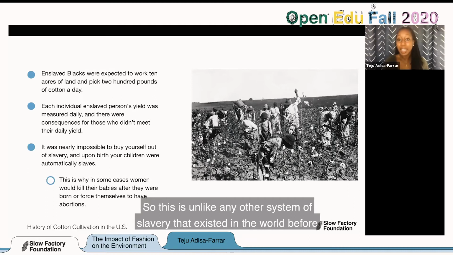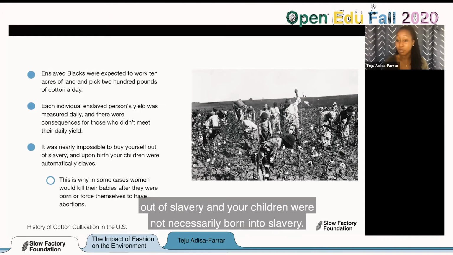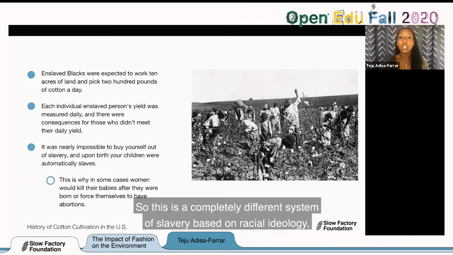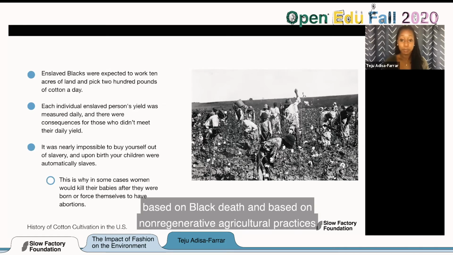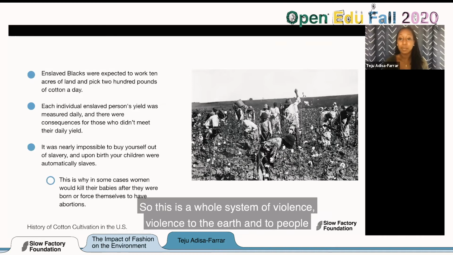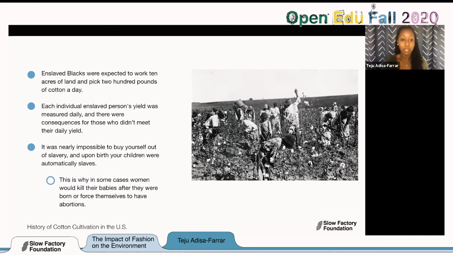So this is unlike any other system of slavery that existed in the world before. In systems of slavery that existed before, you could buy yourself out of slavery, and your children were not necessarily born into slavery. So this is a completely different system of slavery based on racial ideology, based on degrading the environment, based on Black death, and based on non-regenerative agricultural practices. So this is a whole system of violence, violent to the earth and violent to people. And this is providing the industry and the economy for the US.